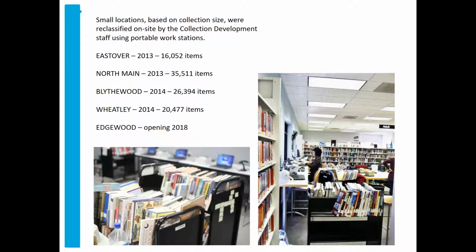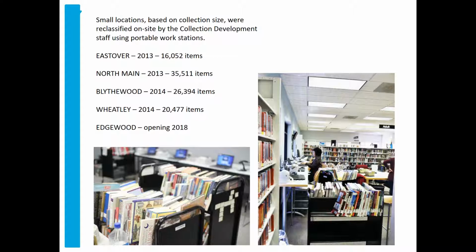All right. So we have a slightly different situation than many libraries. We have divided our locations into small locations and large locations.